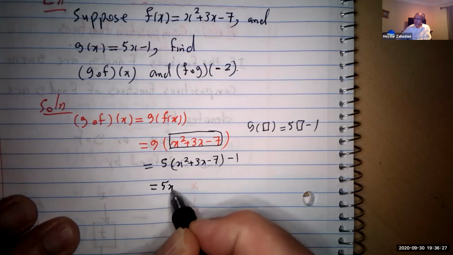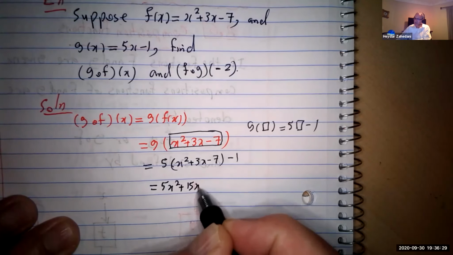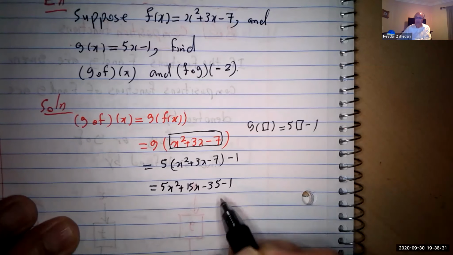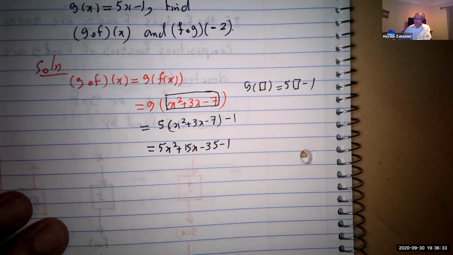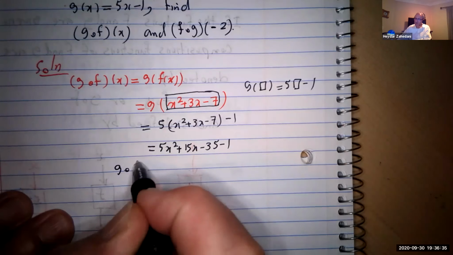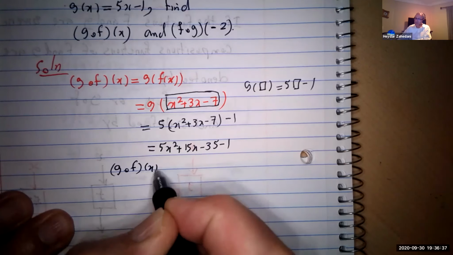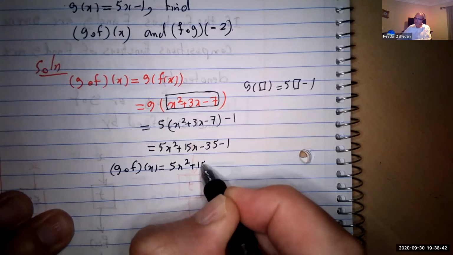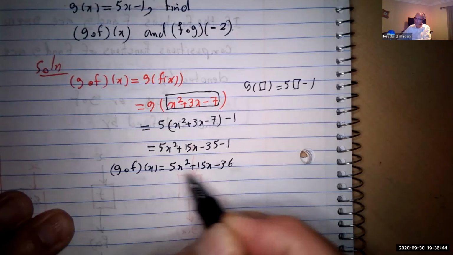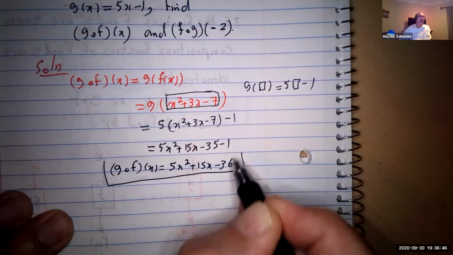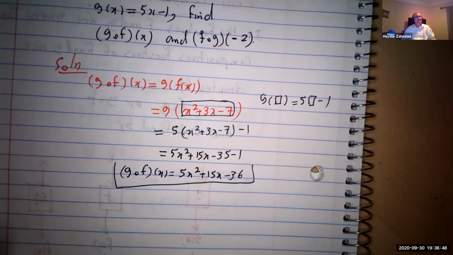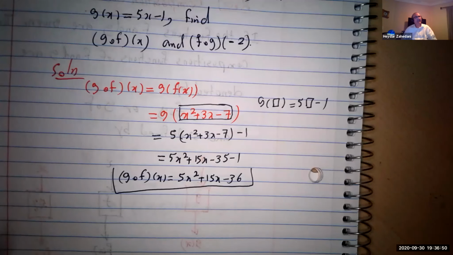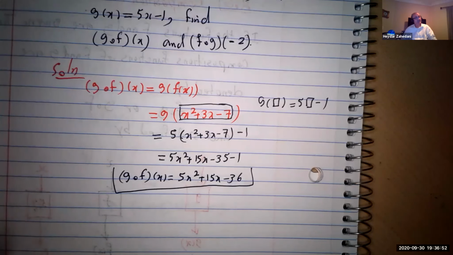It's 5x squared plus 15x minus 35 minus 1. Combine the like terms. So g of f of x is going to be equal to 5x squared plus 15x minus 36. And we are done. Any question? So the order of the operation is important.